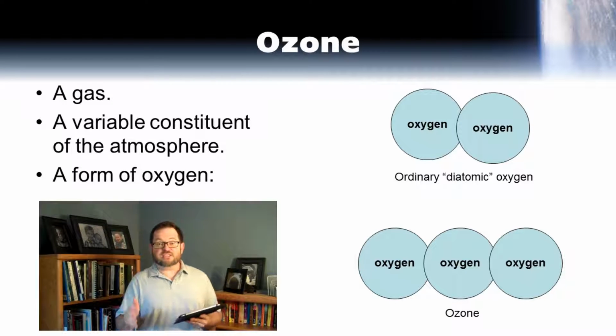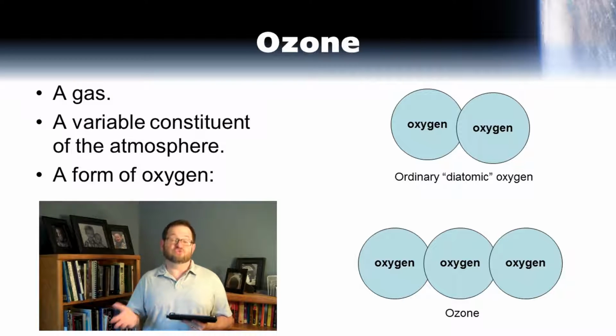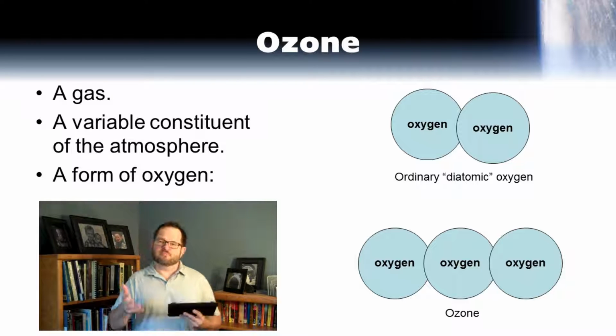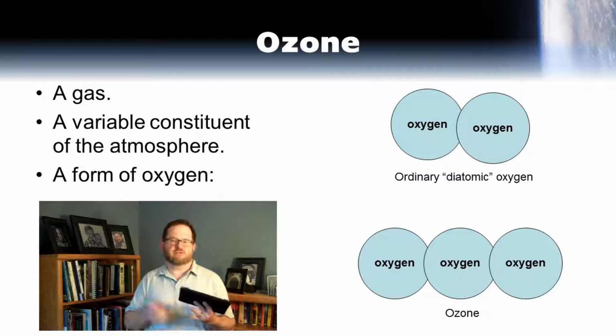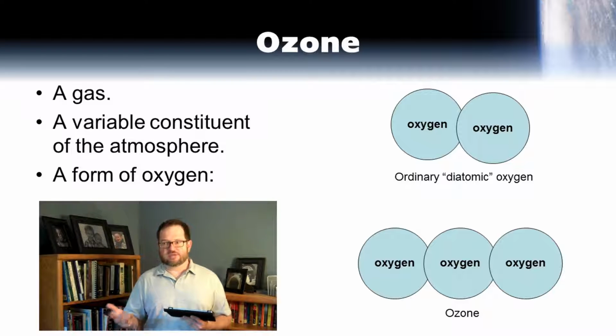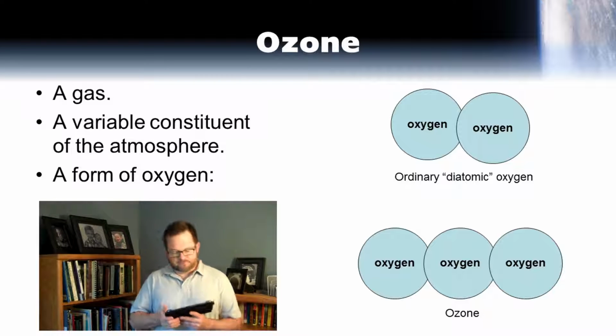So, just to be clear about this, ozone is a gas. It happens to be a variable constituent of the Earth's atmosphere, just to use terminology from our first lecture. Remember, a variable constituent means that the amount of it in the Earth's atmosphere varies either from place to place or height to height or from time to time. Well, it turns out there's a lot of ozone in some parts in the atmosphere, namely the ozone layer, and virtually none in other parts of the atmosphere.